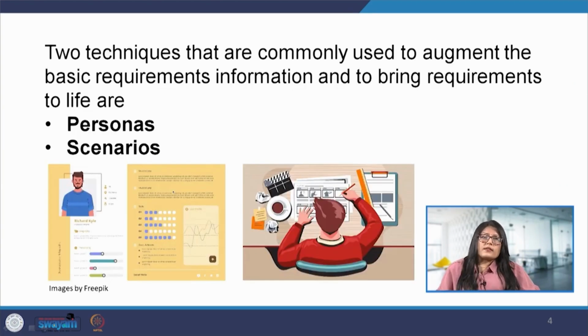So, two techniques that are commonly used to augment the basic requirement information and to bring requirements to life are personas and scenarios. So, these are often used together as they complement each other and they bring out the realistic detail that allows the development to explore the user's current activities, future user requirements and maybe some futuristic visions of the technology. So, they can also guide development throughout the process cycle.